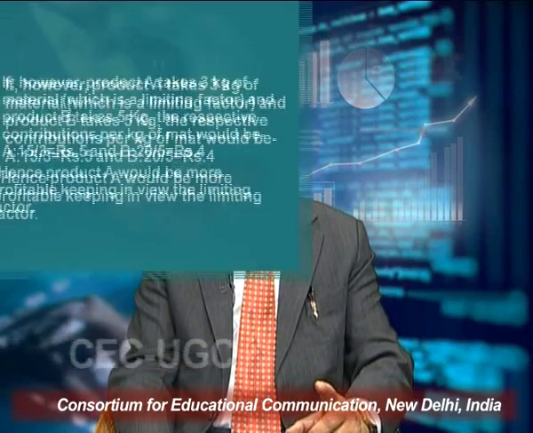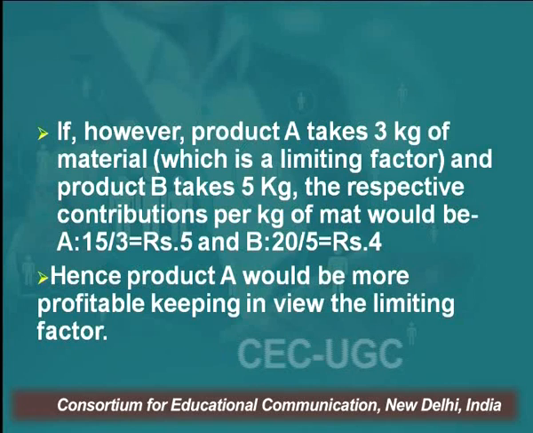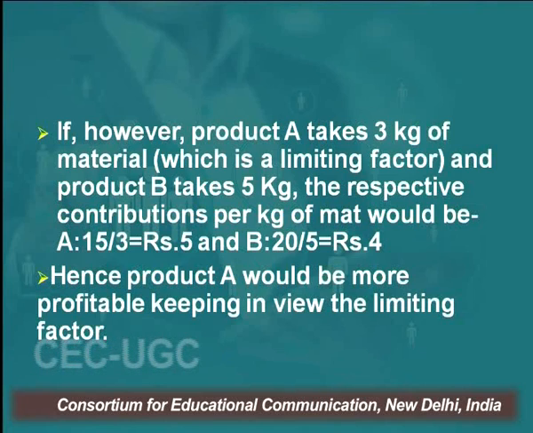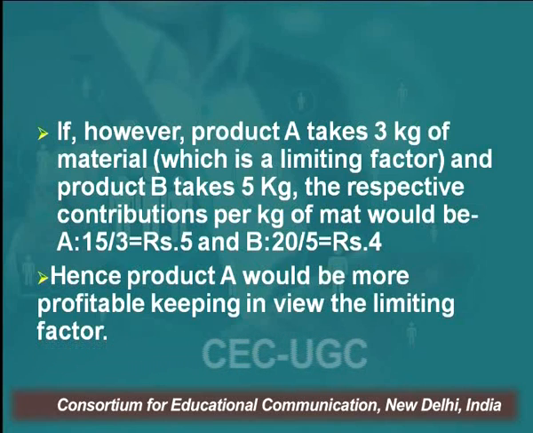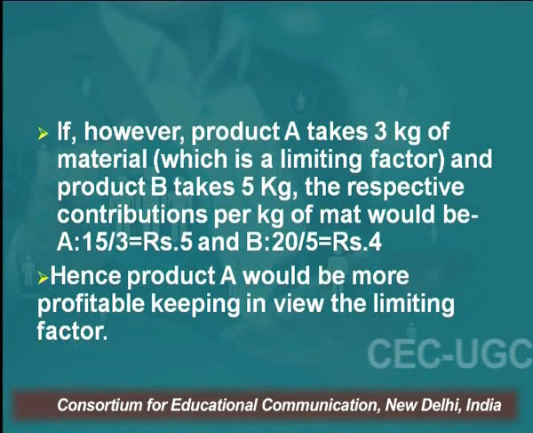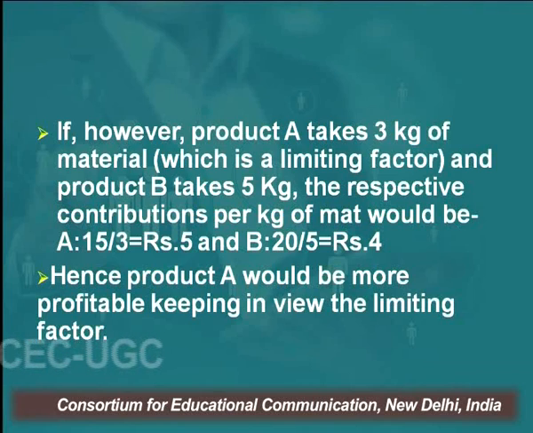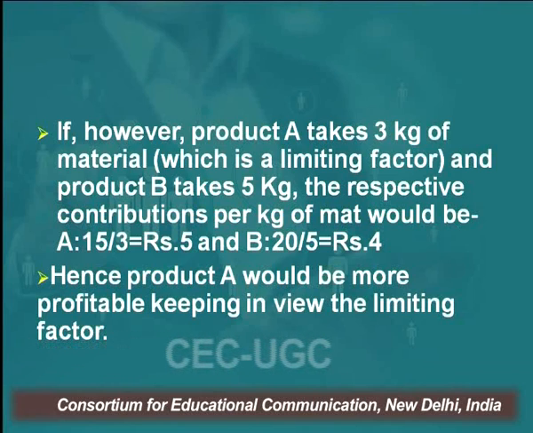The respective contribution per kg of material will be: because the total contribution of product A is 15 rupees, 15 divided by 3, because product A takes 3 kg of material, that is rupees 5. And for product B, which gives you 20 rupees contribution in total, and requires 5 kg of material, the contribution is 20 divided by 5, that is rupees 4. So hence product A would be more profitable, keeping in view the limiting factor.